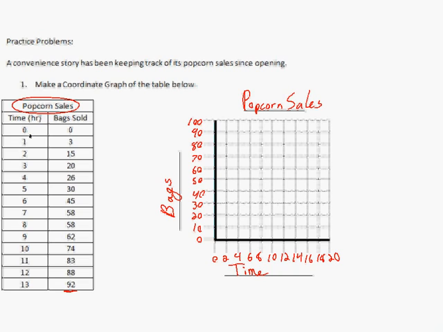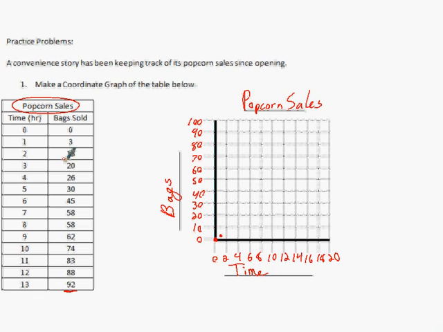We have 0 hours, 0 bags sold, right there. 1 hour, 3 bags sold. So 1 hour is between here, 3 is between here. Make your best guess. It's going to be somewhere around here. If you accidentally put the dot up there, that's not okay. It needs to be down in the correct area.